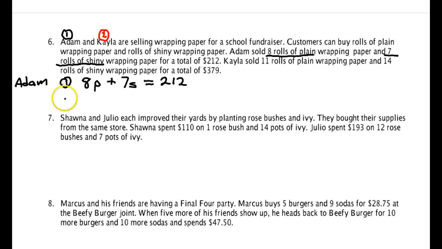And then we do the same thing for Kayla. She sold 11 of the plain and 14 of the shiny, which added up to $379. So in either case, on the front and back, we have 2 equations. That's a system with 2 variables. I have to have 2 equations, and I have to have 2 variables. The variables here are the cost of the plain and the cost of the shiny.